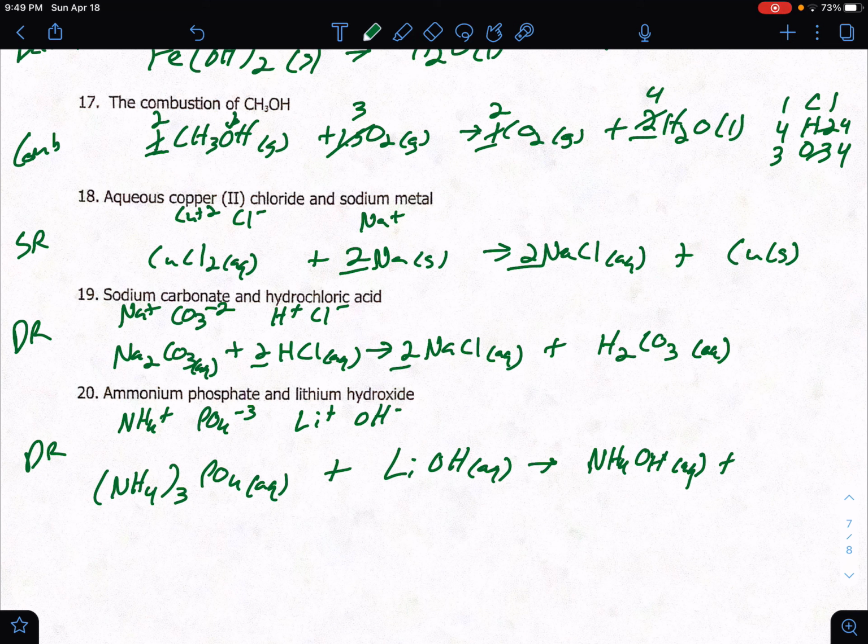Lithium's going to go now with phosphate. So +1 and -3, so not balanced. That means I need 3 lithiums for my 1 phosphate. And this is aqueous as well. So this is done, so I just got to balance.